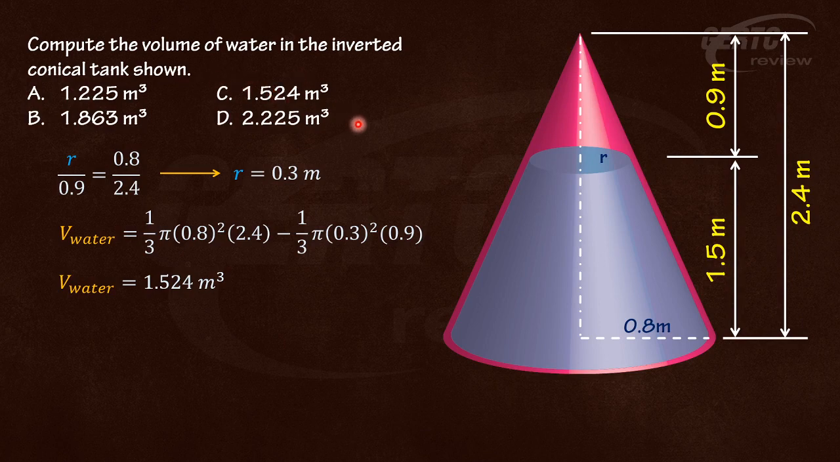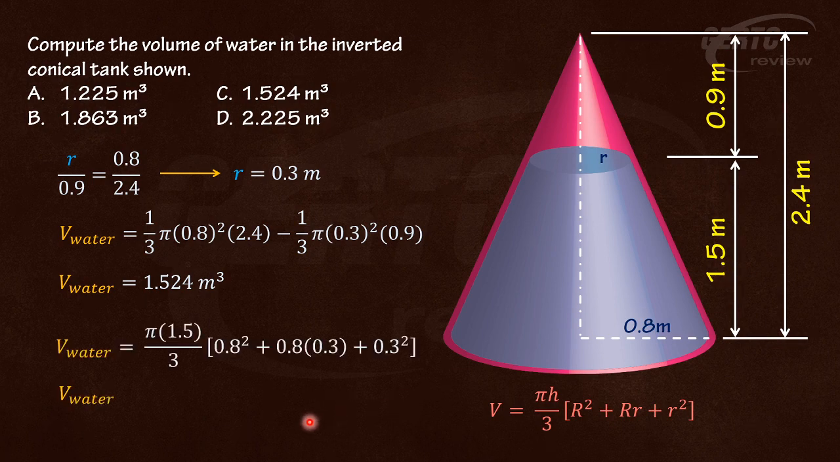Or if you still remember the formula, no problem. That's the formula. Your big R is the big radius, 0.8. Your small r is R here, which is known already, 0.3. And your H is the distance between those bases. So that is 1.5 meters. So substitute that to that formula, then you should get the same answer. Okay, so that's very easy. We know the formula, we got the volume.